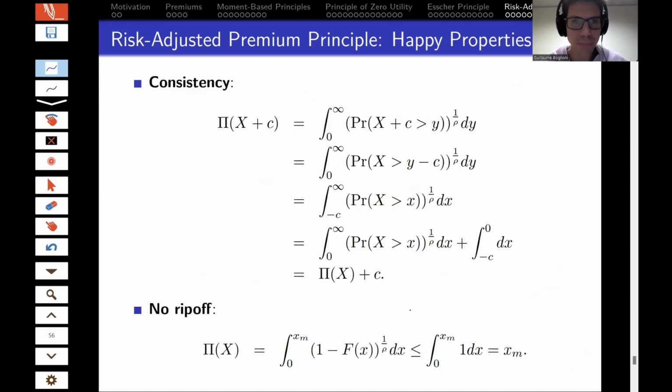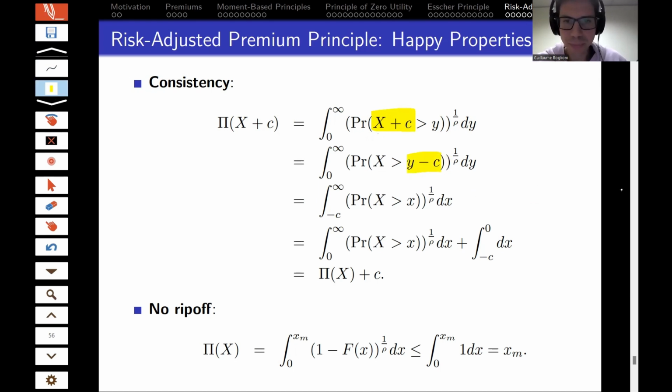You keep going. Consistency. What's the premium of X plus a constant? So recall c is a constant. So you would integrate the, well, okay, this is just by definition, probability that X plus the constant is bigger than y, and then you integrate with respect to y. Put it on the other side.